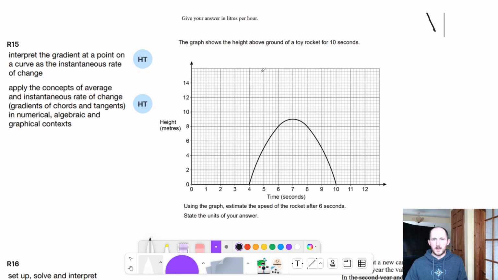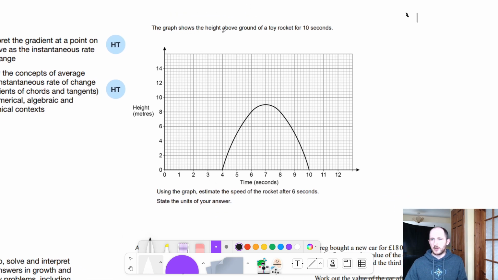Next, we need to interpret the gradient. So this is only for higher tier. Interpret the gradient at a point on a curve as an instantaneous rate of change. Apply the concepts of average and instantaneous rate of change in numerical context. So here it says the graph shows the height above the ground of a toy rocket for 10 seconds. After 6 seconds, that's here, we need to estimate the gradient.